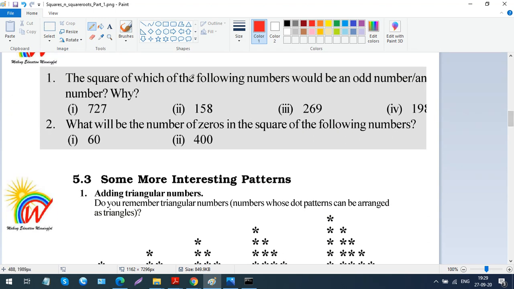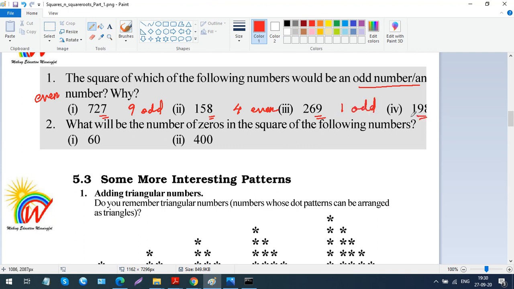Okay, now come to this one. The square of which of the following numbers would be an odd number or an even number? So this square, it's a 7, right? So 7 square is going to end with a 9, so it's going to be an odd number. Now 8 is 64, so it's going to end with a 4, so it's going to be an even number. 9 is going to be 81, so that's going to give you a 1, which is an odd number. Okay.